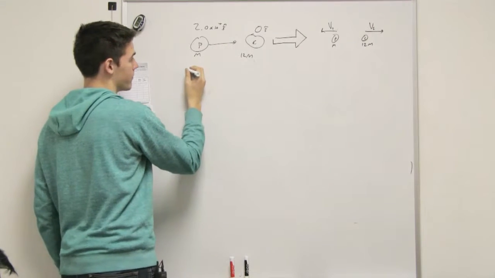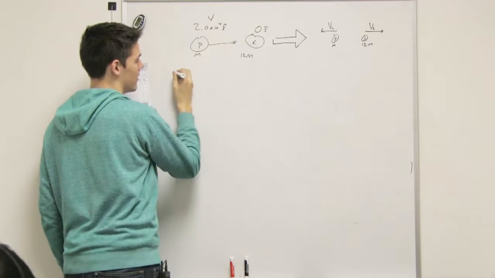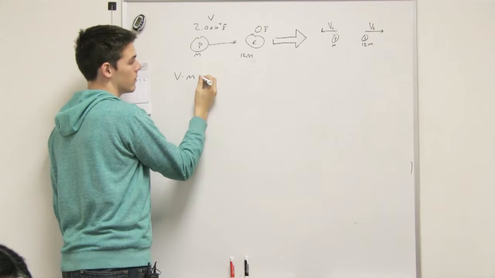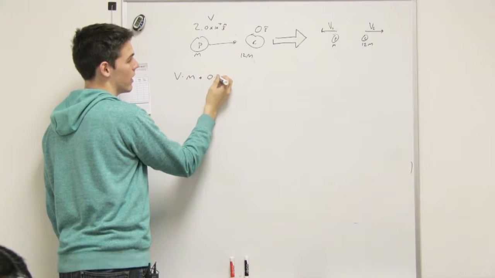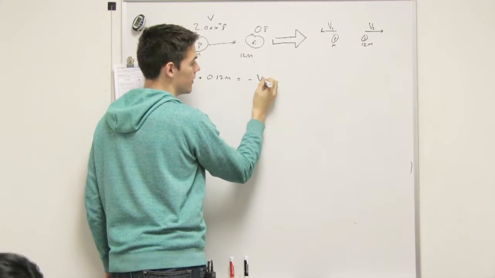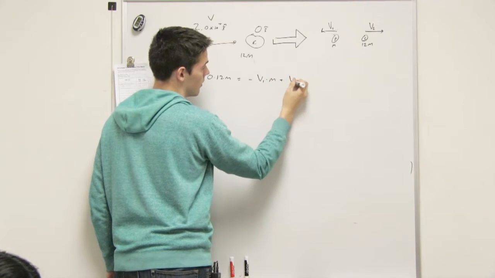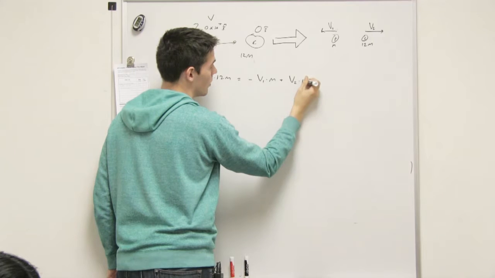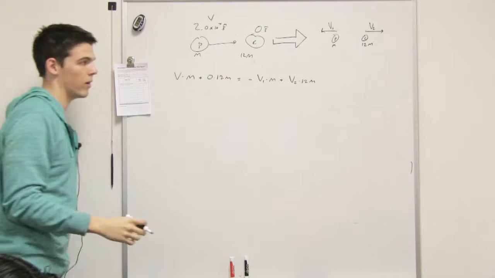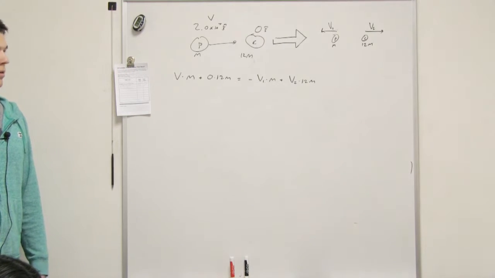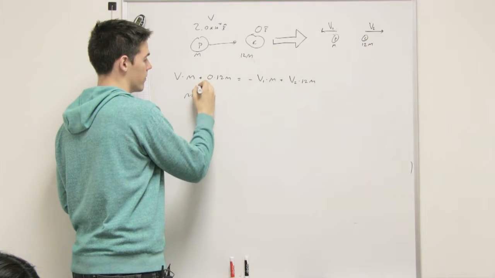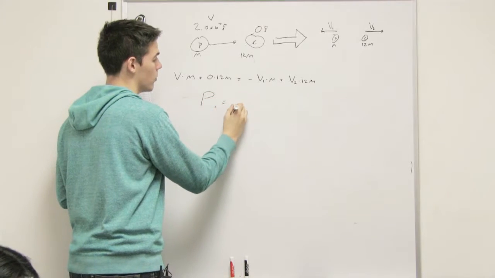So we'll just call this V. V times, what's the mass of the proton? M. The masses cancel out at the end. Plus 0 times 12m. That is equal to negative V1 times m plus V2 times 12m. If you notice, you have a mass in every single one of them. This is the momentum equation. This is your mass times velocity initial. Your momentum initial is equal to momentum final.